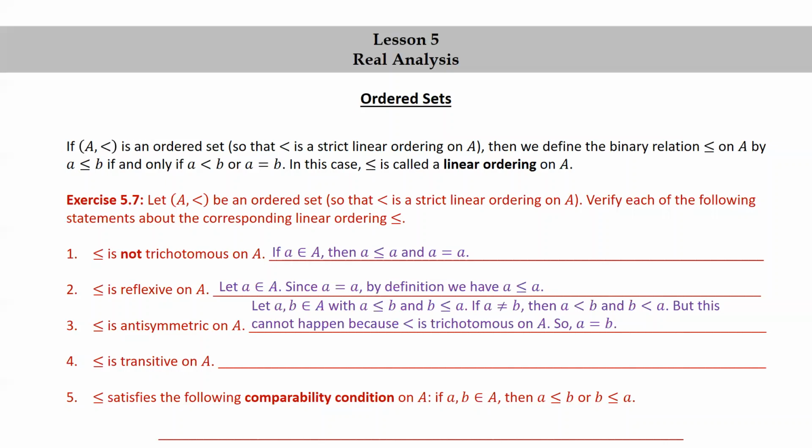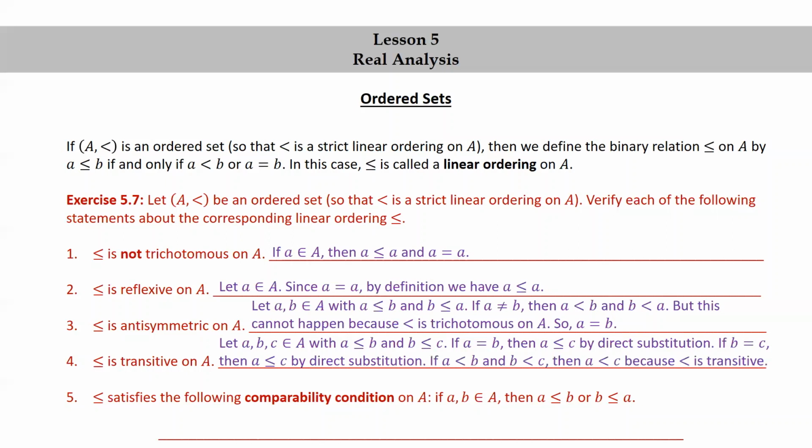Less than or equal to is transitive on A. Let a, b, c be in A with a less than or equal to b and b less than or equal to c. If a equals b, then a is less than or equal to c by direct substitution. If b equals c, then a is less than or equal to c by direct substitution. If a is less than b and b is less than c, then a is less than c because less than is transitive.